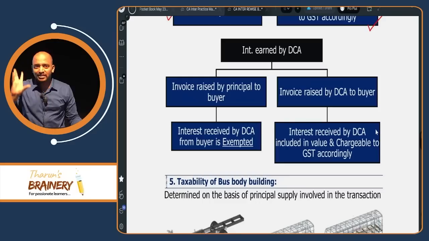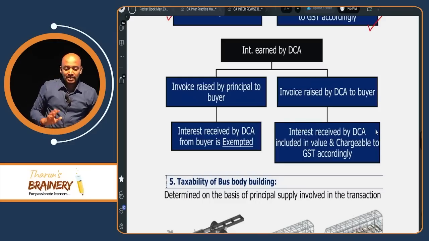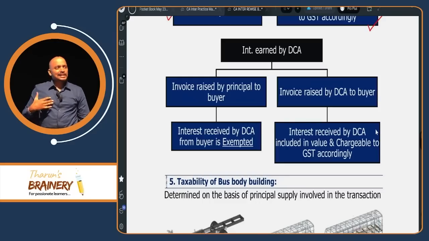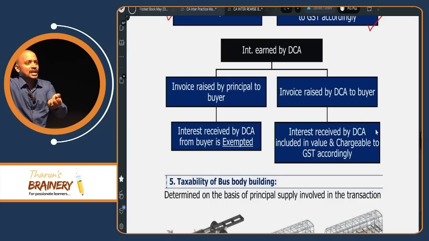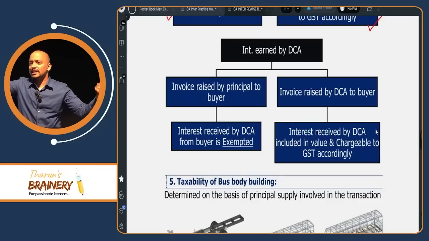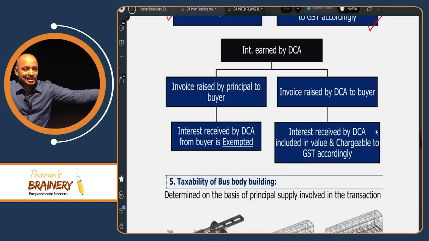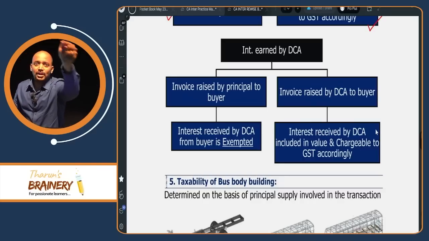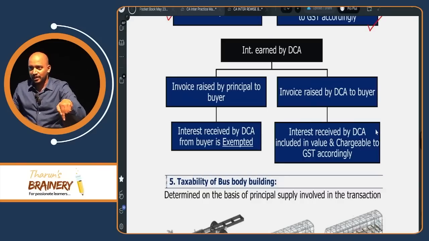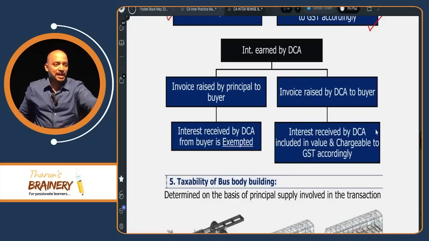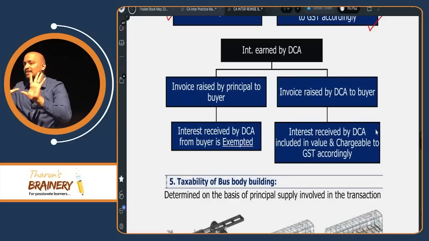Now, for this interest, what is your argument? The del credere agent is telling, sir, this interest is on loan, advances, etc. Therefore it is exempted. But the department is telling, no, this interest is on account of delay in receipt of consideration. So on that interest, GST is payable, for which CBIC gave a circular.